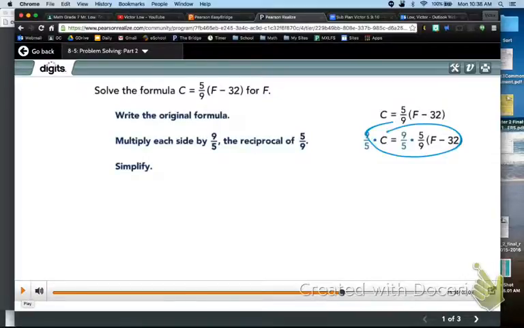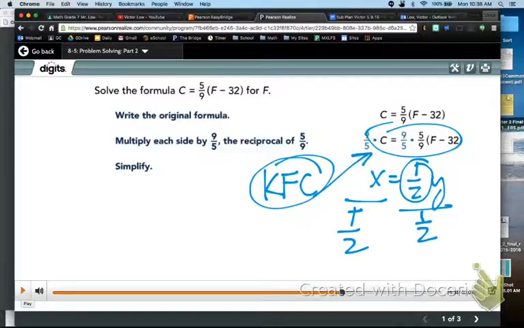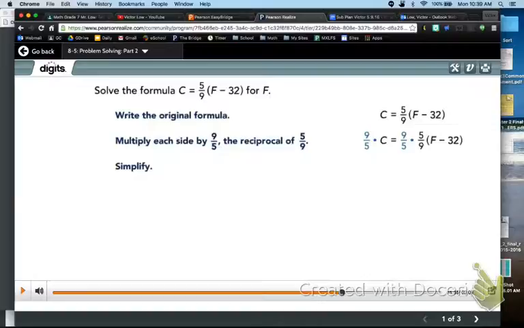It may seem kind of complicated, but let's imagine it being x is equal to 1/2 y. Well, if we want to get rid of the 1/2, you would do the opposite of multiplying by 1/2, that's divide by 1/2. But we know that dividing by a fraction is the same thing as multiplying by the reciprocal, so KFC. That's the reason why that works right there. Okay? This is something that we learned in the past, coming again. Hopefully you learned it right the first time.